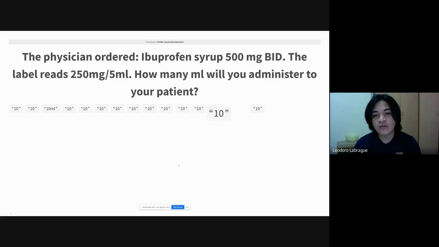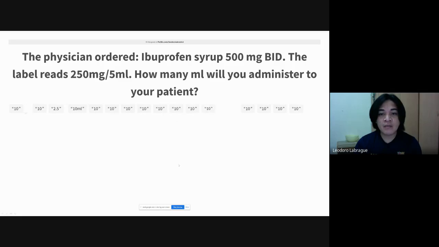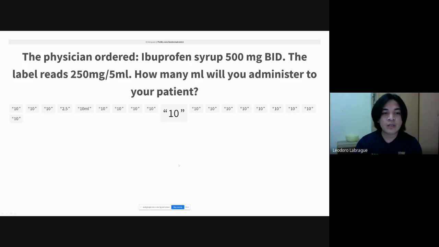I hope you are doing your own calculation at your side so that you will know how to calculate it correctly, because in the exam, you need to do the actual calculation before you're able to come up with the answer. Okay? So it seems that all the answers, I see 2.5 ml.